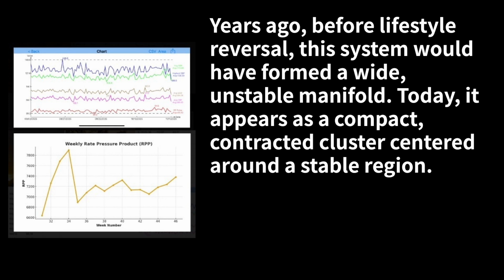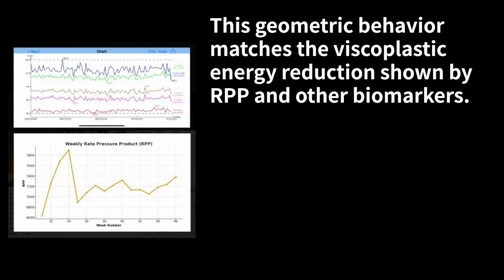Years ago, before lifestyle reversal, this system would have formed a wide, unstable manifold. Today, it appears as a compact, contracted cluster, centered around a stable region. This reflects a topological contraction toward low entropy, meaning my cardiovascular system has become more ordered and reliable. This geometric behavior matches the viscoplastic energy reduction, shown by RPP and other biomarkers.